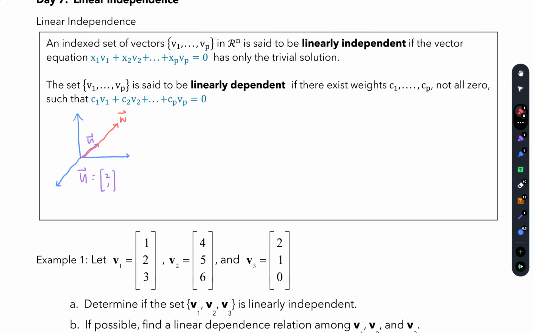Okay, so let's call w 4, 2. Are these linearly dependent or independent of each other? Is there a scalar I can multiply by u to give me w? There is, yes. So these are considered linearly dependent on each other. This is really nothing new that we've done. So 2u will give me my vector w.